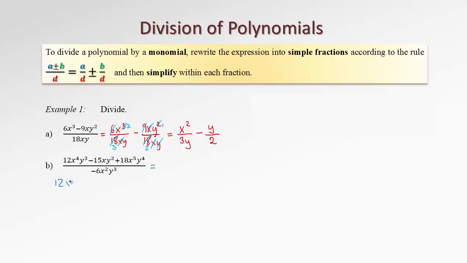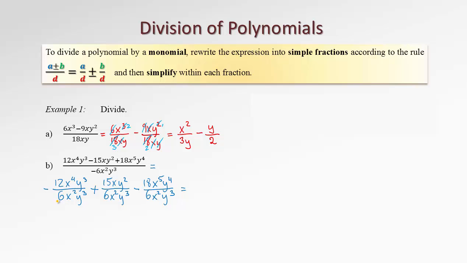Okay, that will be 12x to the 4 y cubed over, and this minus we can actually write in front of the fraction. So over 6x squared y cubed. Then for the next term we can observe that these two negatives we can combine in a single sign. That will be plus. And again 15xy squared over 6x squared y cubed. Finally, positive and negative gives us negative, and it's 18x to the 5 y to the 4 over 6x squared y cubed. Okay, now we need to simplify common factors in each fraction.